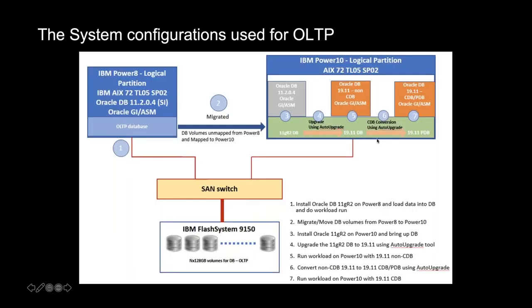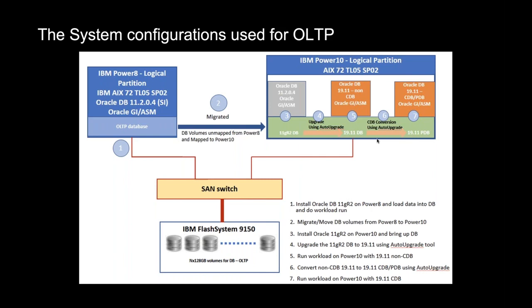So again, graphically, we start out on our Power 8 with a logical partition. We do the SAN switch to move the database over to the new logical partition. That's on the IBM Power 10. We fire up the database 11GR2, run our workload, auto upgrade to 19C, and then as an additional experiment, once we are in 19C, we went from a non-container database, which was not available with 11GR2, to the container database.